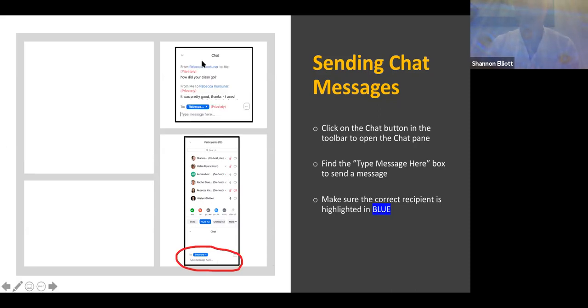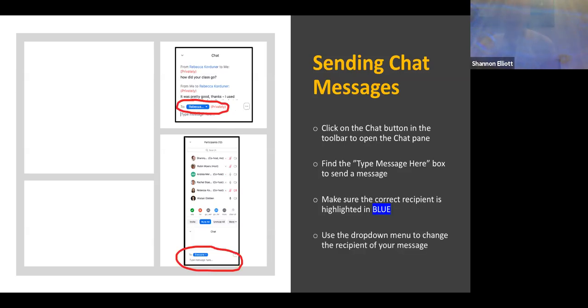So here's another example. This is from the other day. Rebecca and I had a private conversation. You can see the word privately in red here, which indicates it's private. It really helps to differentiate that. So you want to make sure, right here in this To area, To colon, and then Rebecca, that if I type a message and hit send, hit enter, it's going to go to her privately.